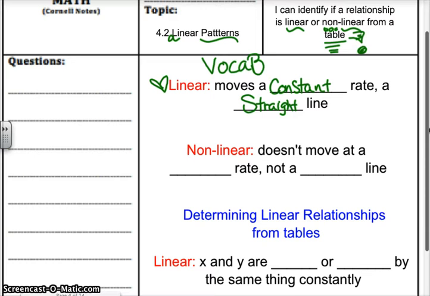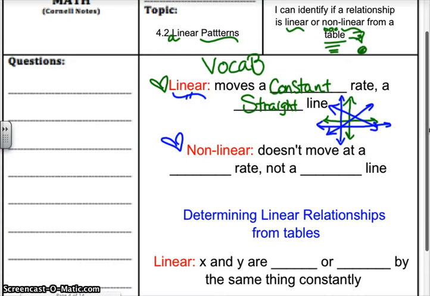For example, if I had a coordinate plane, a linear relationship would move in a nice straight line. I can move around anywhere. That's a decreasing straight line. I have a vertical straight line. It's still linear. A horizontal straight line. As long as it's a straight line, it's a linear relationship.